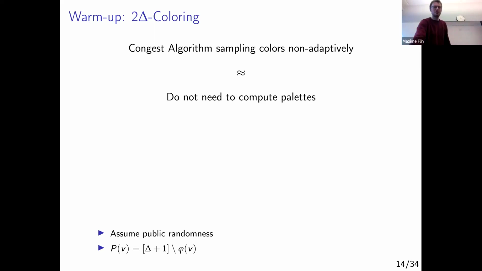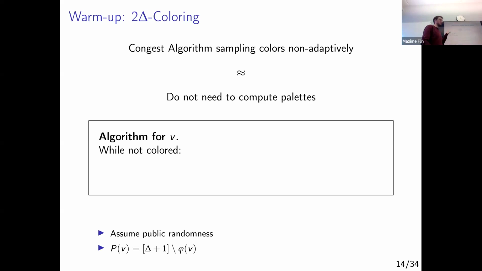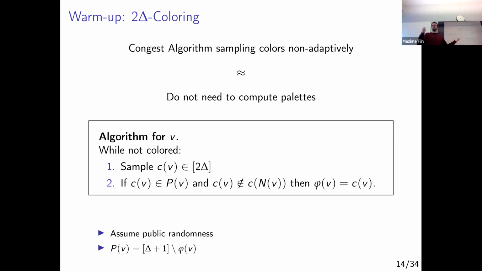To make this concrete, let's think about the following CONGEST algorithm. As long as you're not colored, you just sample a color in two delta. Notice that this step really does not depend on whatever happened in the algorithm before. That's what I mean by non-adaptive. Then you just check: is this in my palette? Is one of my colored neighbors using it? And was that color sampled by a non-colored neighbor? Is someone also trying to use that color at the same time?